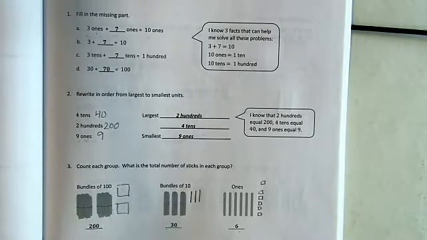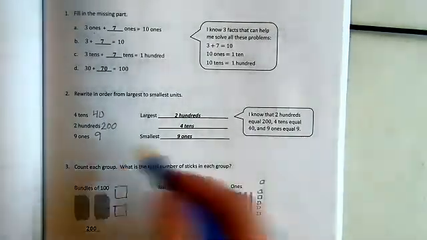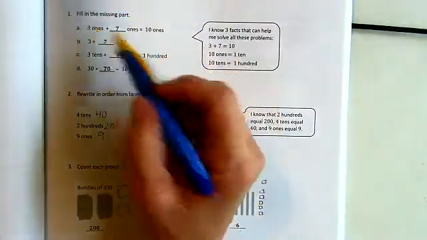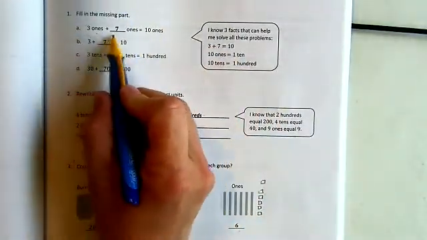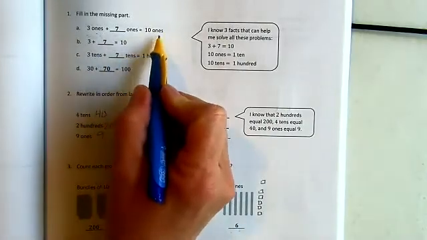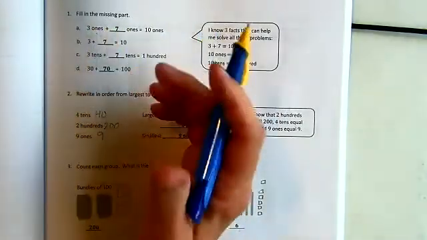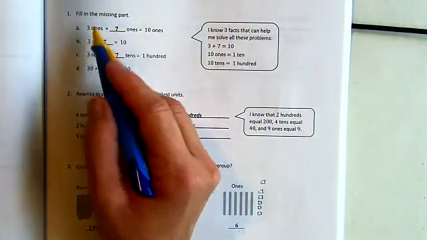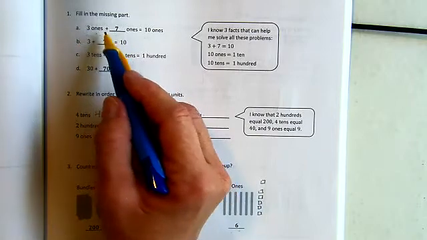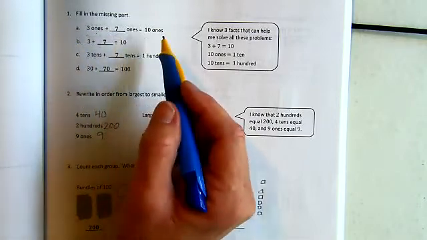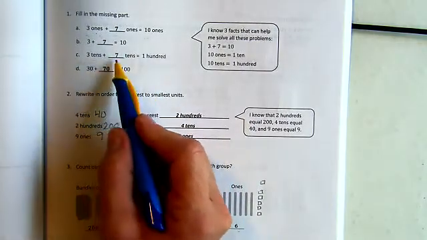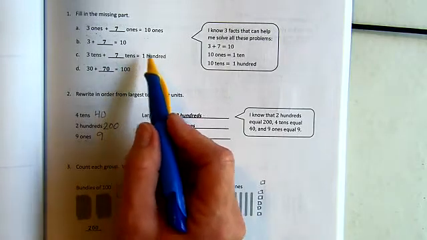This is just kind of a review, but also a preview, because some of this stuff we did not really do in class today. So up at the top, they're talking about the fact families, right? So 3 ones plus 7 ones equals 10 ones. If we think of ones as that unit, it's important to know that the fact is the same, even if the unit changes. So 3 ones plus 7 ones is 10 ones, but we can bump that up to tens. 3 tens plus 7 tens equals 10 tens.